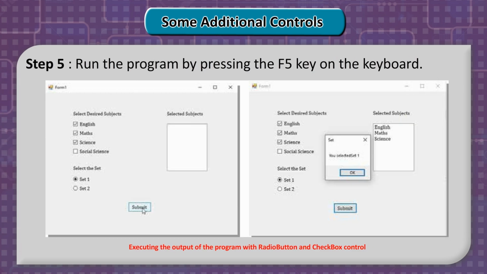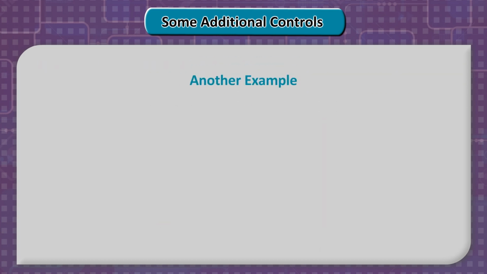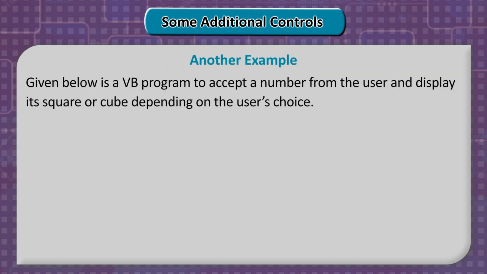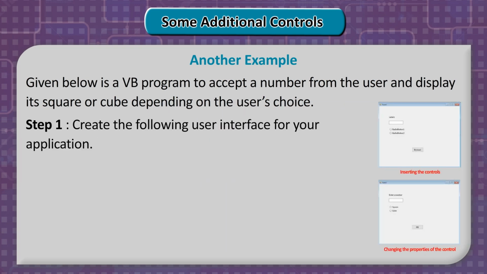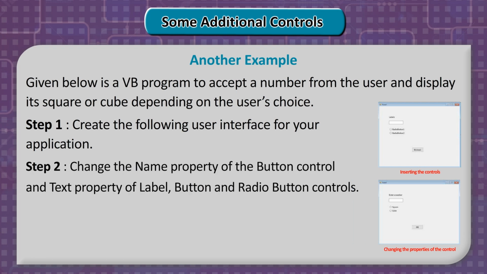Step 5. Run the program by pressing the F5 key on the keyboard. Another example. Given below is a VB program to accept a number from the user and display its square or cube depending on the user's choice. Step 1. Create the following user interface for your application. Step 2. Change the name property of the button control and the text property of the label, button and radio button controls.